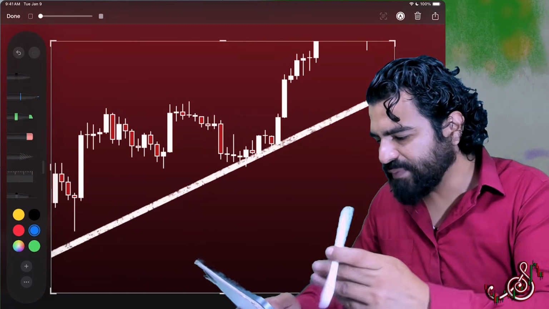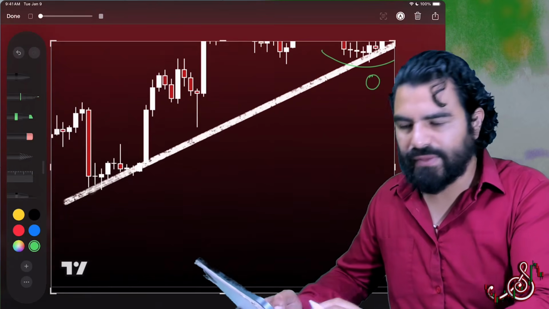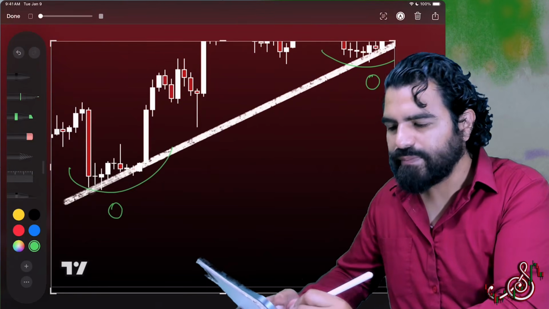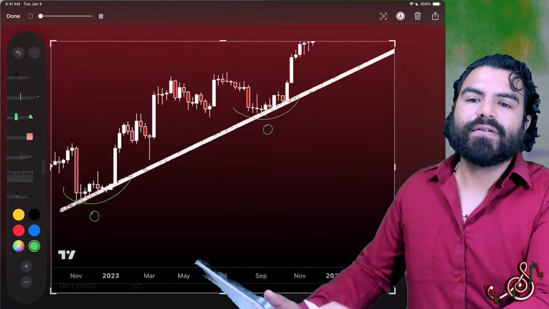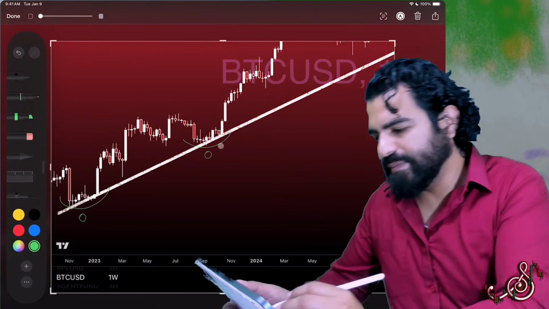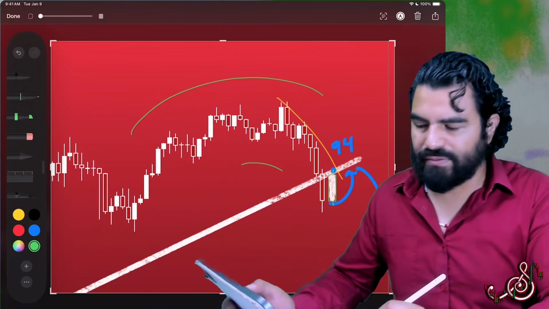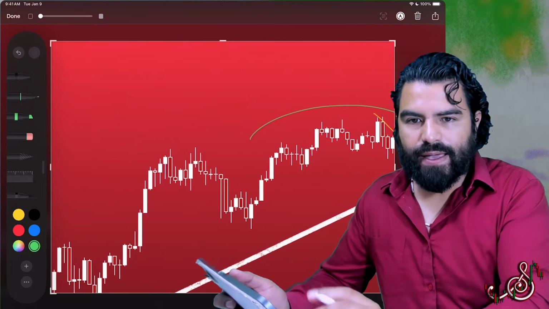Number one, this is round structure. Number two, this is round structure, in a way. Not as round as this one, but still round. So those are important, right? All right, now, this is round structure. And this is round structure.